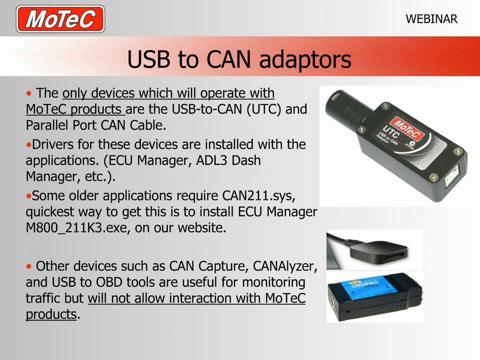Okay, so the first thing that can cause some grief to our customers is how they get CAN information into their PC or into their laptop. Now, it needs to be stressed that Motek devices will only talk to PCs via our own USB to CAN and parallel port CAN cable. There's a photograph of our USB to CAN adapter, which we call a UTC. And this is the current generation device. Just plugs into the CAN port on your vehicle and then has a USB type connector into the PC.